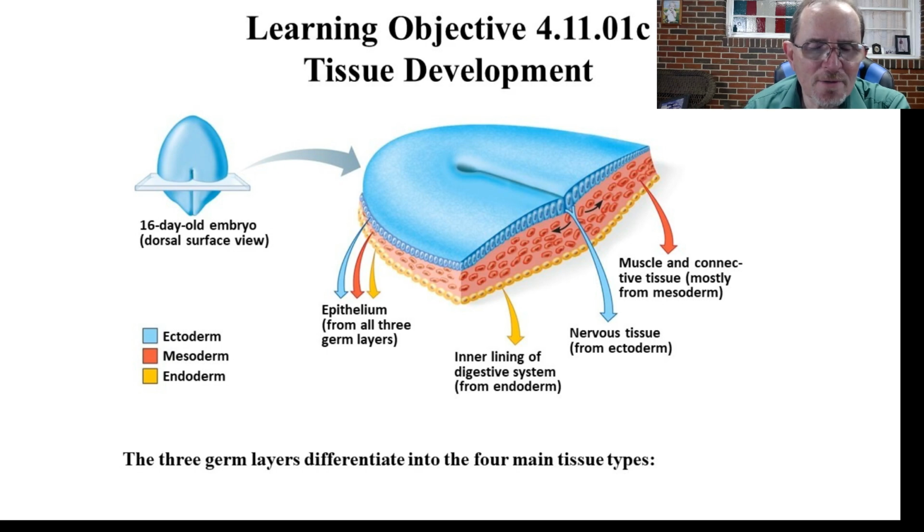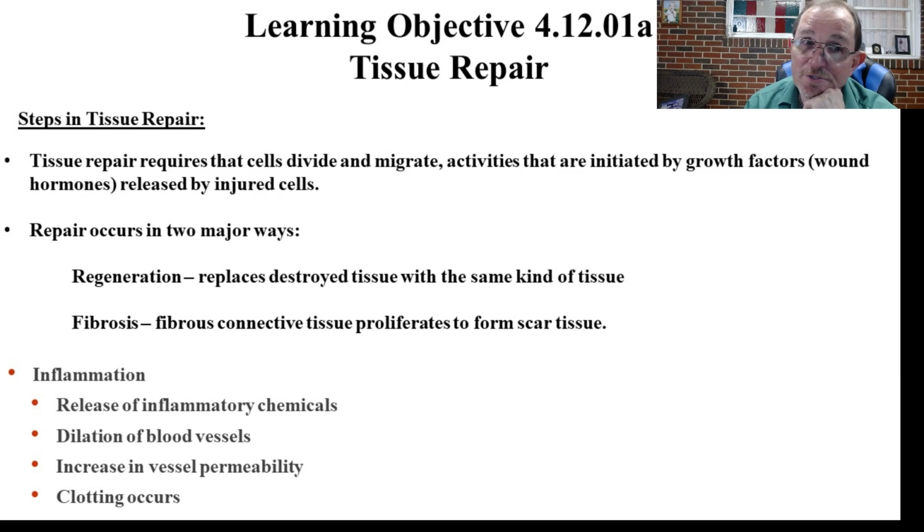The epithelium coming from all three layers. The inner lining of the GI tract, that we talked about, is coming from the endoderm. Muscles, connective tissue, mostly mesoderms. Not a lot on that one, guys. Just need you to know the three germ layers.